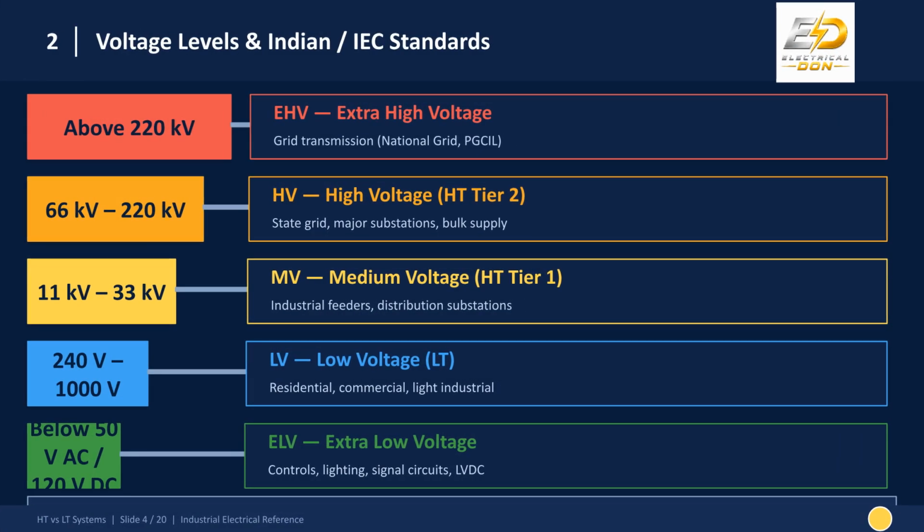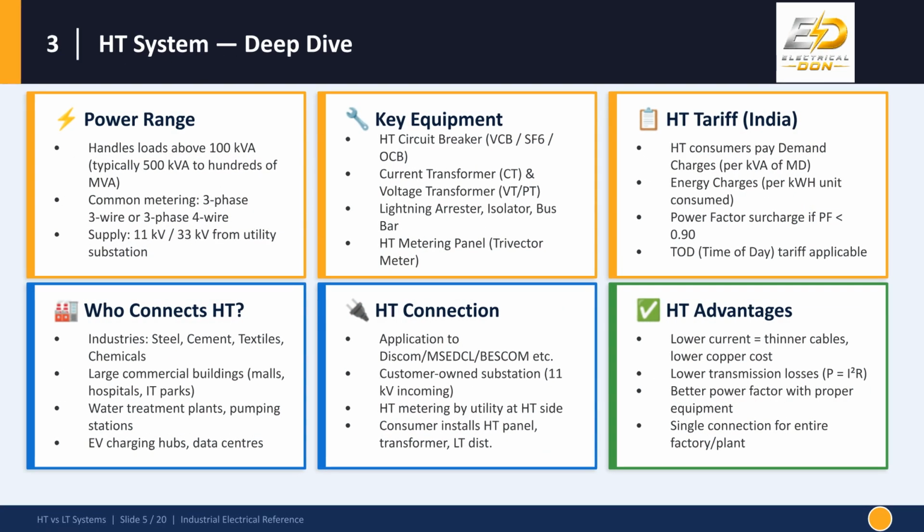The Indian and IEC standards categorize voltage levels. Extra high voltage, or EHV, is above 220 kilovolts for grid transmission. High voltage, or HV, ranges from 66 to 220 kilovolts. Medium voltage, or MV, for industrial feeders spans 11 to 33 kilovolts. Low voltage, or LV, is 240 to 1000 volts, while extra low voltage, or ELV, is typically below 50 volts AC.